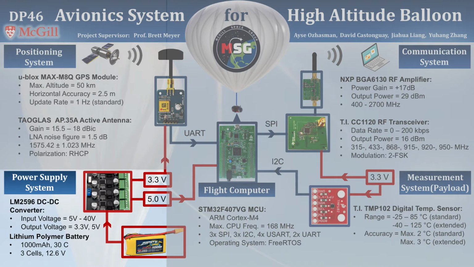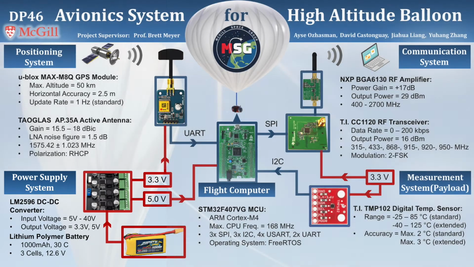The power system is responsible for the power generation and distribution to other subsystems. It consists of one LiPo battery supplying 12.6 volts and two DC-DC converters to step the voltage down.